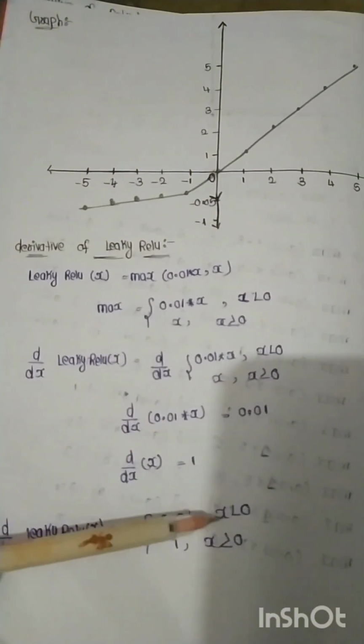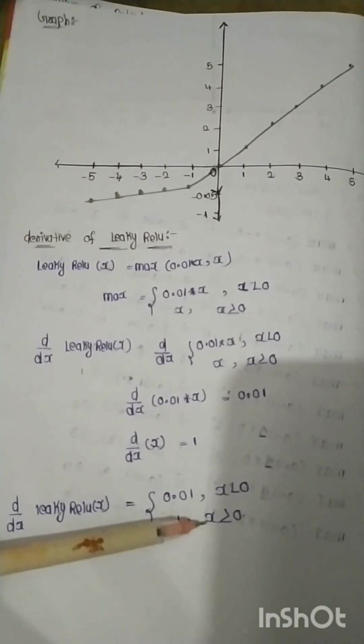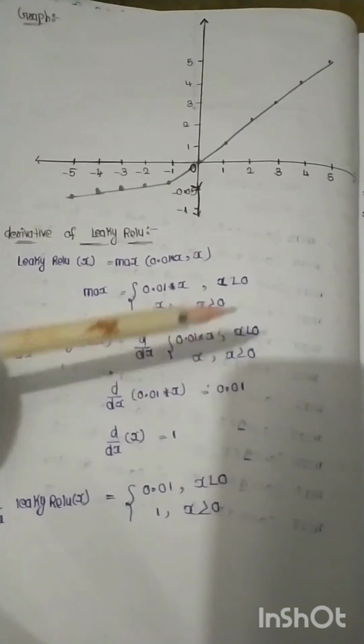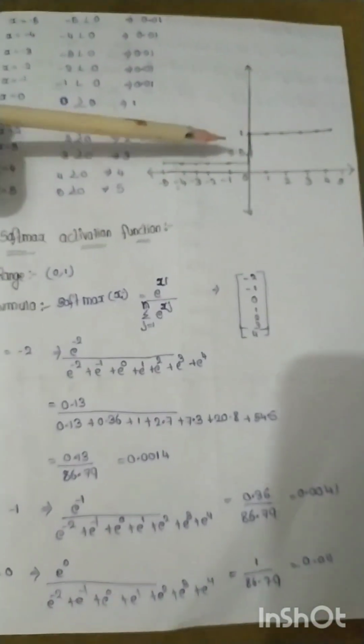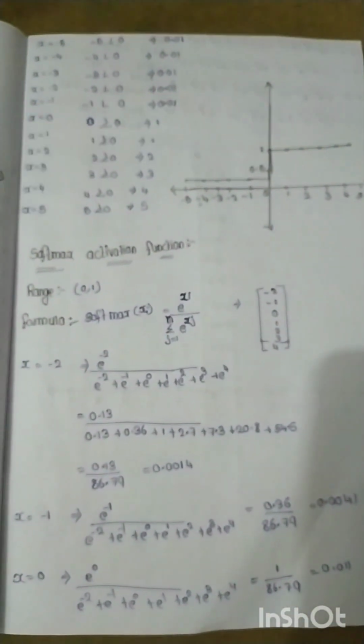If x is less than 0, the output will be 0.01, and if x is greater than or equal to 0, the output will be 1. Here you can see the graph for the derivative of the leaky ReLU activation function.